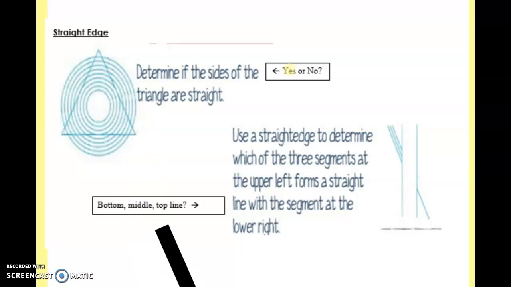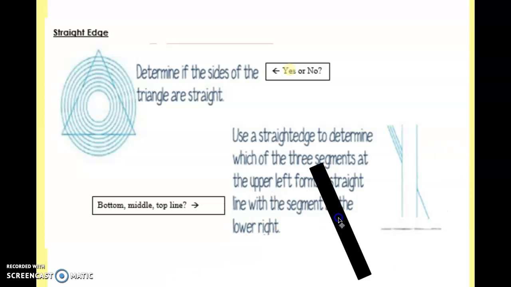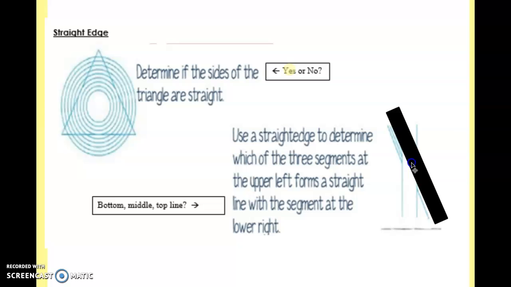Use a straight edge to determine which of the three segments connects with this bottom line. So again, just eyeballing it, I would say it's maybe the middle line sticking out at the top. How you would figure that out is, again, I'm going to put my straight edge and line it up with the bottom one, and I'm going to see what line it matches up with.